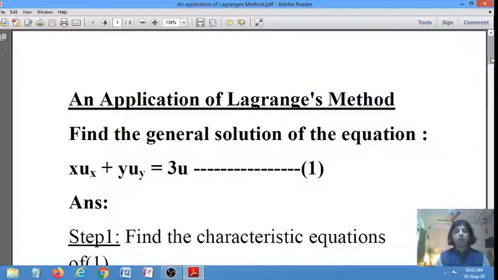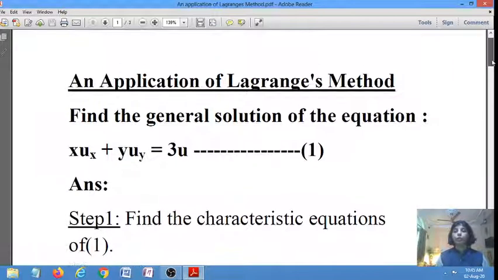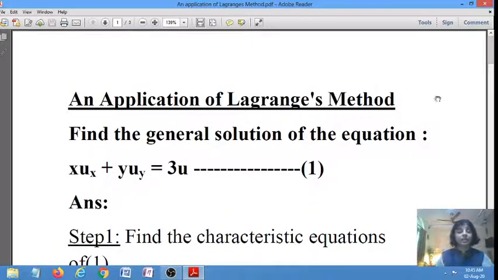In part 1 of Lagrange's method, we gave the general method for solving a general partial differential equation of first order, which is a quasi-linear equation. So just using the steps which I had explained in that video lecture, I'm going to solve a particular quasi-linear partial differential equation which is given in this video lecture.